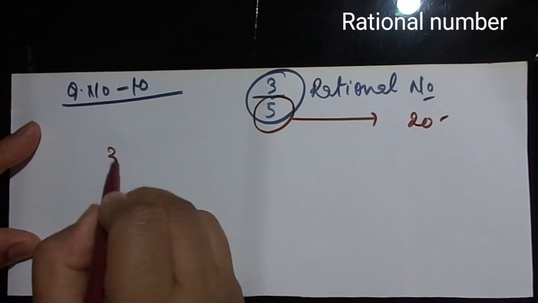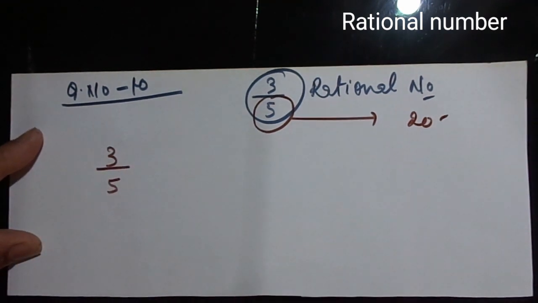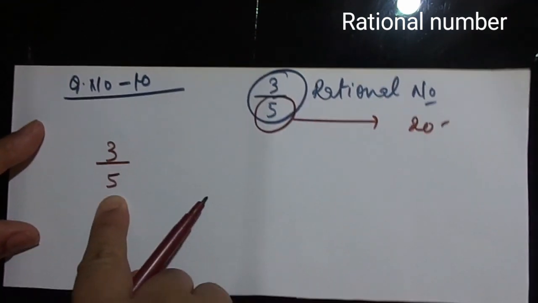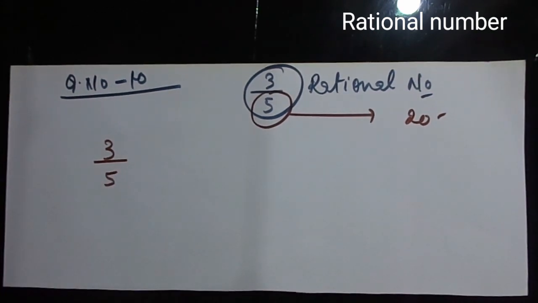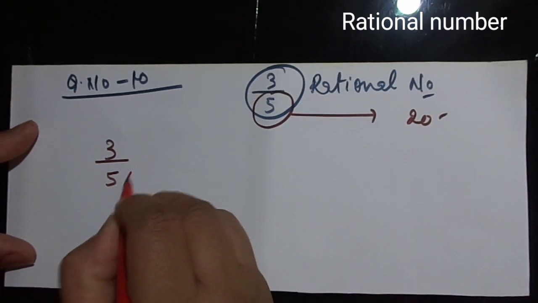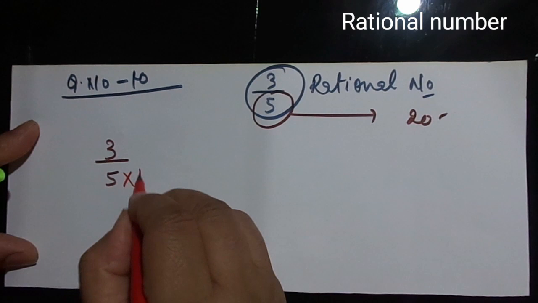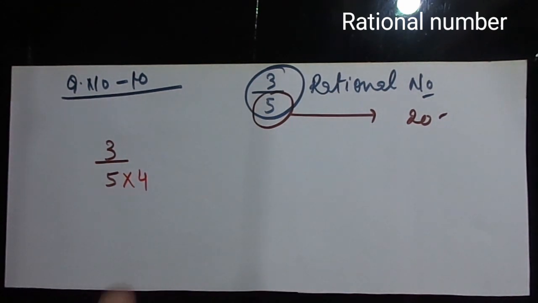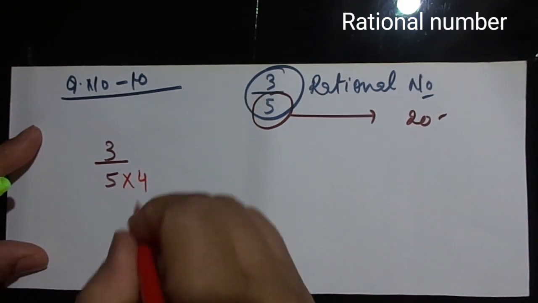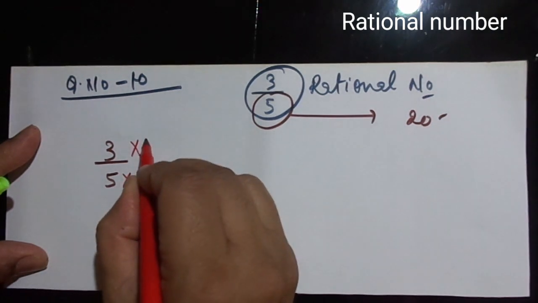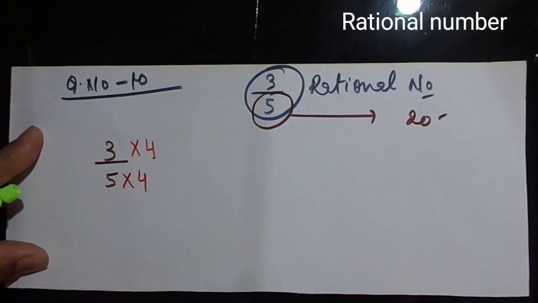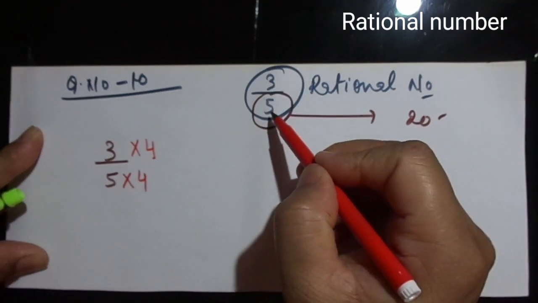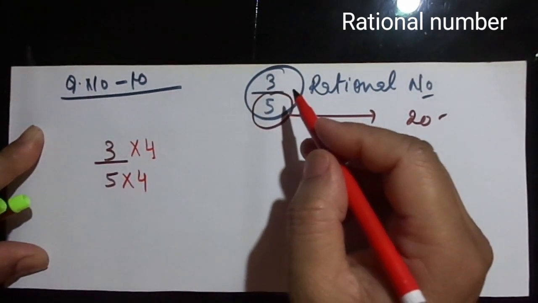Now if 3 by 5 is there, how can you make 5 as 20? I hope, if you know the answer, by multiplying it by 4. And as I said, whatever you do in the denominator, the same thing should be done in the numerator also, because we are not going to change the value of 3 by 5 under any cost.